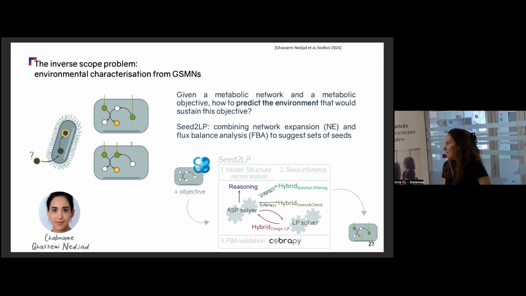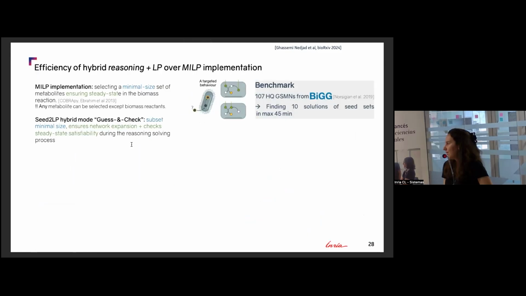But additionally, because numerical models are very widespread and used by the community, she designed hybrid solving methods that would filter or generate solutions that are not only compatible with network expansion, the discrete models, but also with the numerical paradigm that I presented earlier. So in the paper, we compared the tool of Shamnam here in hybrid mode, so ensuring network expansion reachability and steady-state satisfiability for FBA, to a MILP implementation that is available in a tool.